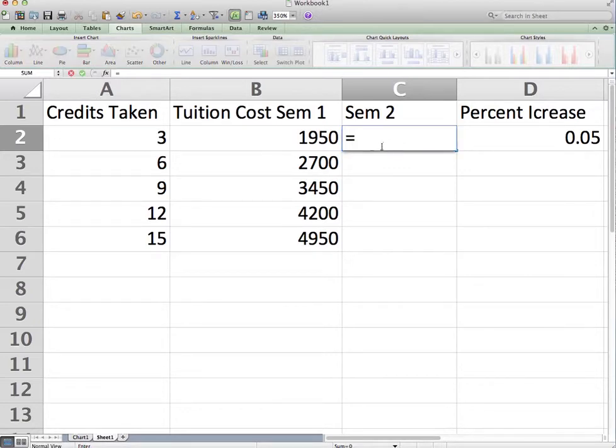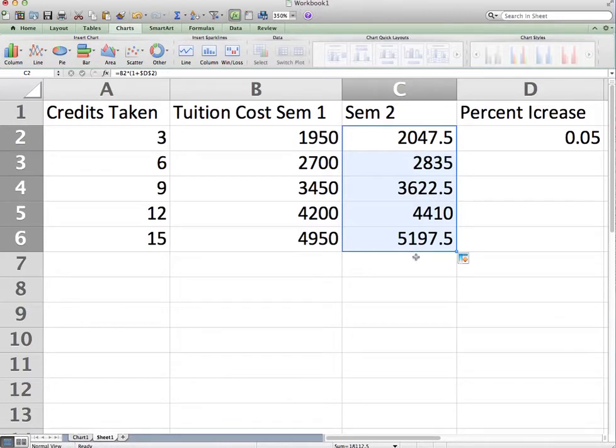So I just go equals, and then I go B2 times, and then I use parenthesis 1 plus, because 5% is 0.05 and it's a 5% increase, it's actually going to be 1.05. But I want to use that percent increase, and I can go shift dollar sign, shift dollar sign, so then it always references that one. And if you look, now watch when I fill down, you get all those percentages.